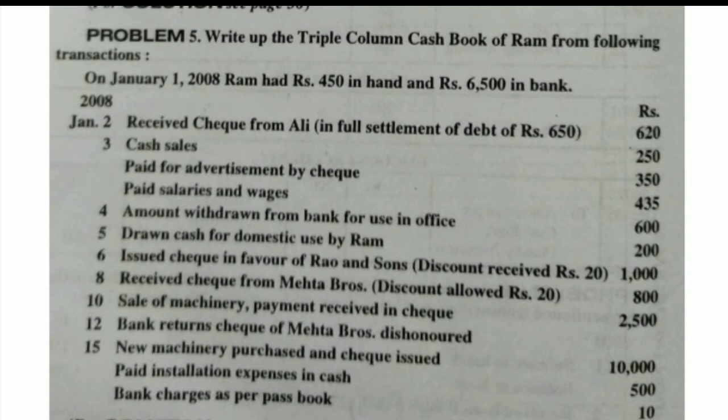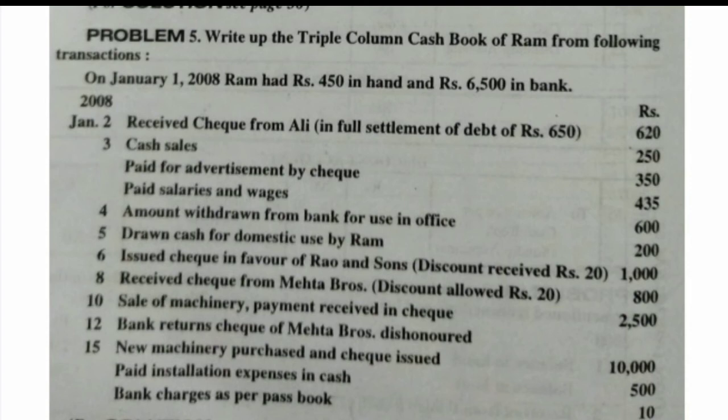Next, drawn cash for domestic use by Ram. So it is drawings, domestic use is personal use, so it is drawings account debit to cash account 200, as he withdrew in cash. So cash is on the credit side, you will take on the credit side of the cash book in the cash column 200 by naming it as by drawings.